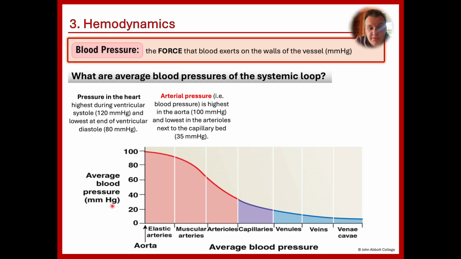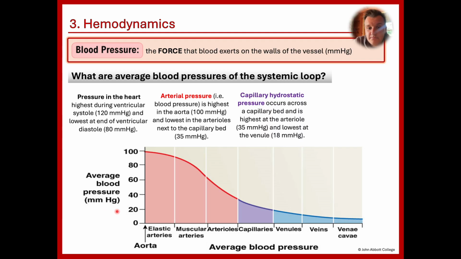This is a measure of pressure, by the way, millimeters mercury. Remember that. Then we have this 35 millimeters mercury, and then we have the capillary pressure, or they call it the capillary hydrostatic pressure. This occurs across the capillary bed, okay? So think of the capillaries where there's exchange with the other cells. The blood pressure there is highest at the arterial end. Near the arterioles, it's at 35, as I said. And at the venule end down here, it's at around 18 millimeters of mercury, okay?